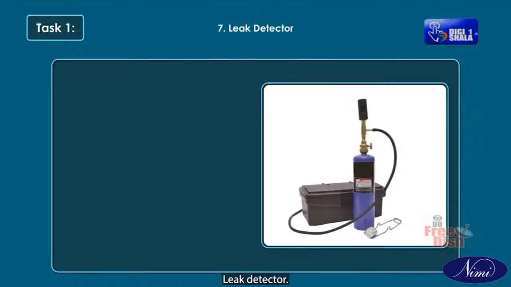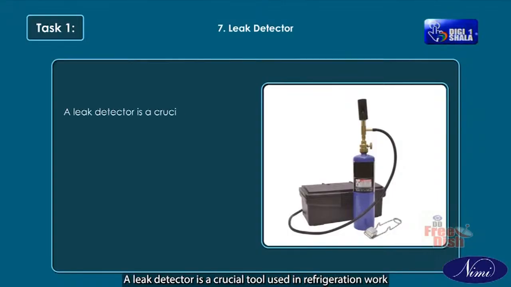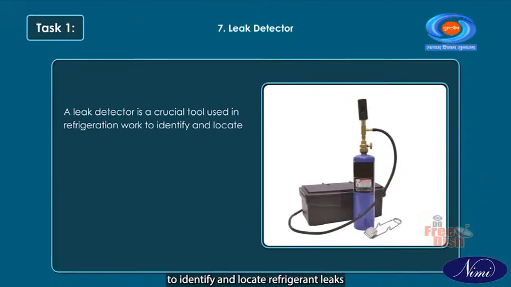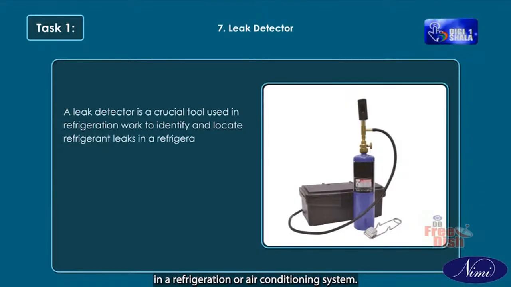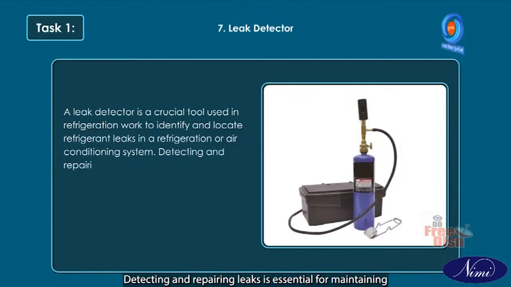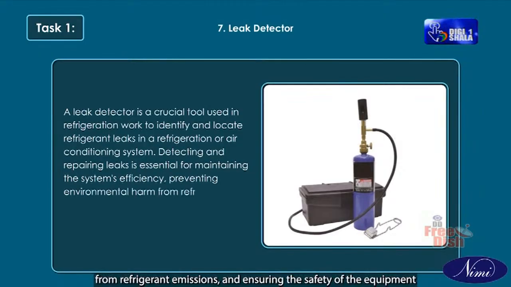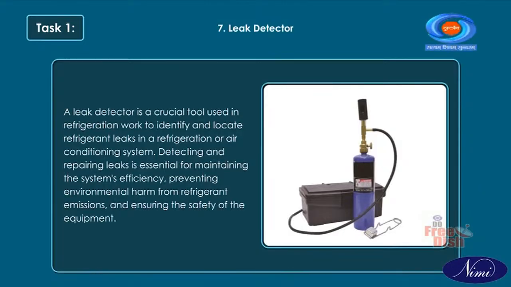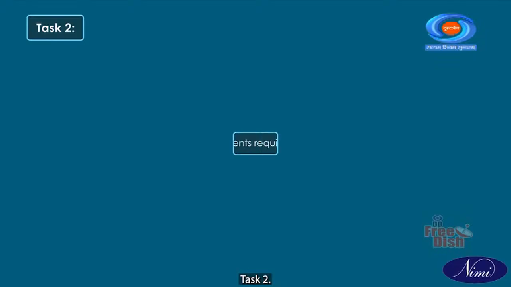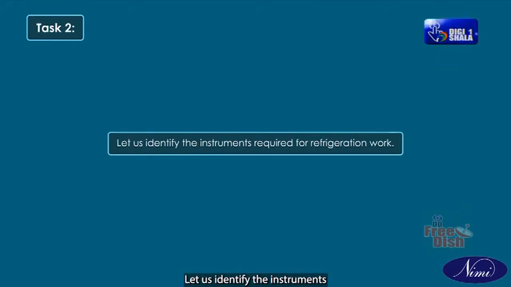Number 7. Leak detector. A leak detector is a crucial tool used in refrigeration work to identify and locate refrigerant leaks in a refrigeration or air conditioning system. Detecting and repairing leaks is essential for maintaining the system's efficiency, preventing environmental harm from refrigerant emissions and ensuring the safety of the equipment. Task 2. Let us identify the instruments required for refrigeration work.